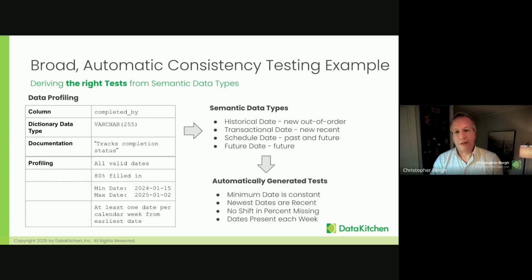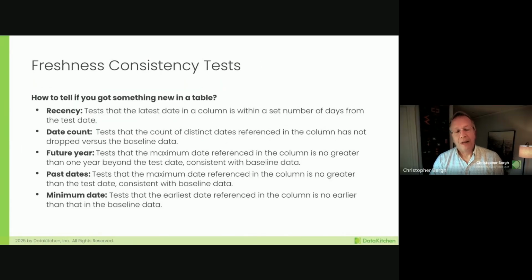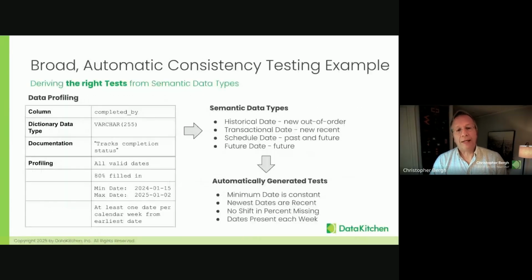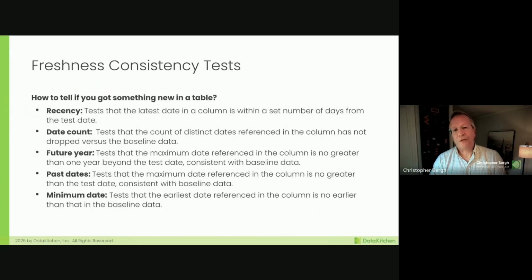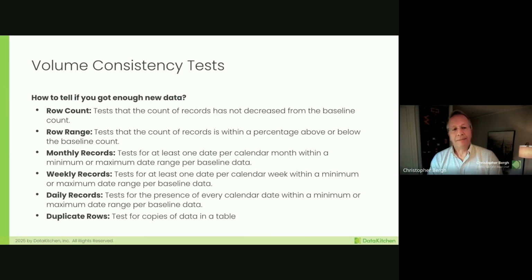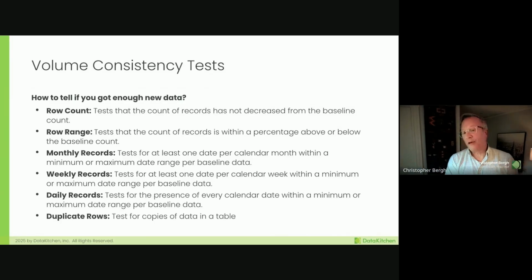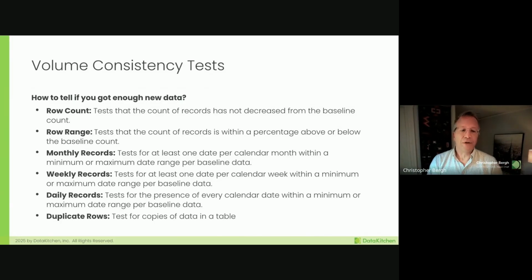And this is really good because it can help you get coverage. I won't go through all these tests here, but here's the kind of test that it has. The first one is freshness, like how to tell if you've got something new in a table or something new in a column, right? Or something wrong that's in there. And then there's volume. Well, there's volume in the table, but there could be volume in the records, right? There could be duplicate rows. And so this is, again, testing the data table itself, but the column itself for inconsistency in volume.